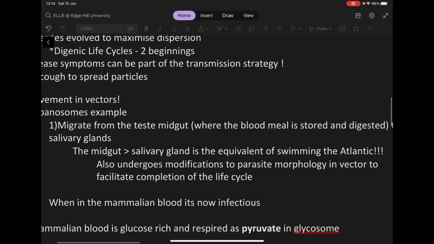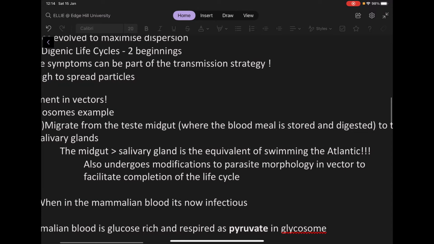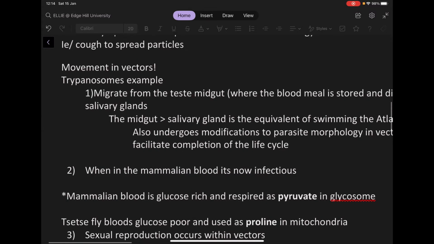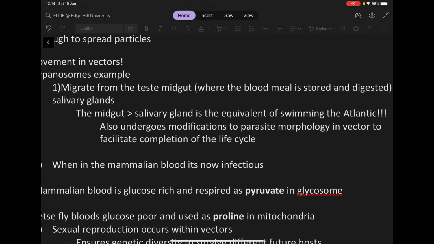It then moves from the midgut to the salivary gland, and for the size of the parasite, the distance from the midgut to the salivary gland is actually the equivalent of the Atlantic Ocean. So that's a long time. And whilst it's swimming along this very long distance, it undergoes modification to its morphology to help it complete the life cycle. Like it develops a longer tail and such.